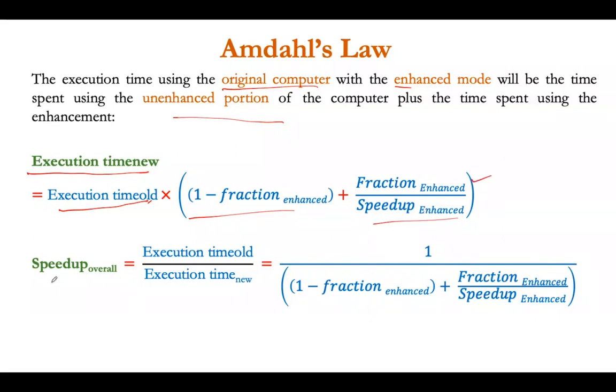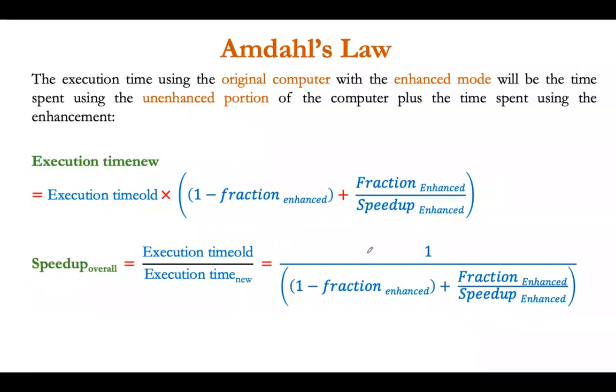So this can be written as the overall speedup, which is the ratio of the execution time of old divided by the execution time of new. That can be written as 1 divided by 1 minus fraction enhanced, plus fraction enhanced divided by your speed of enhancement.